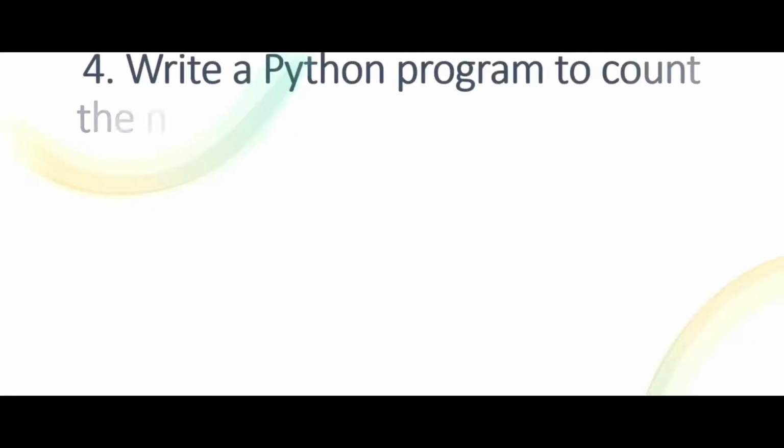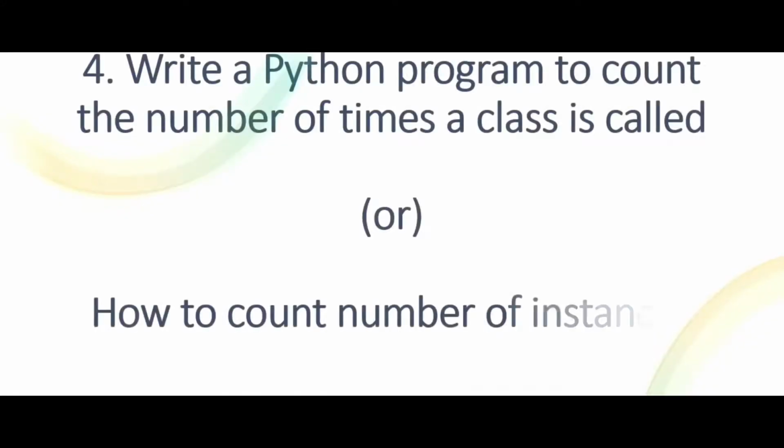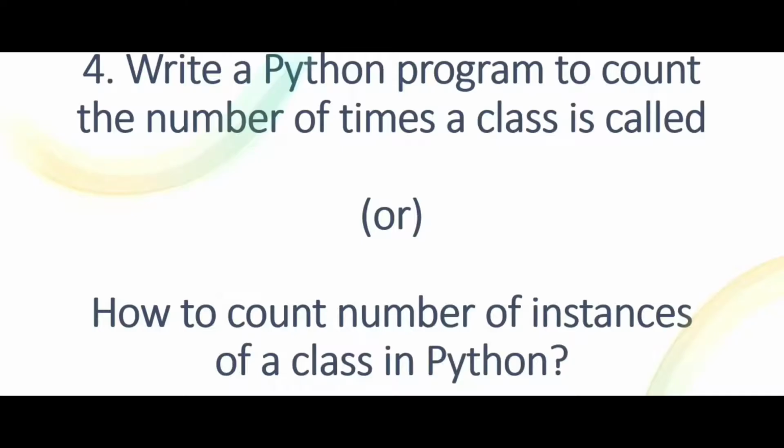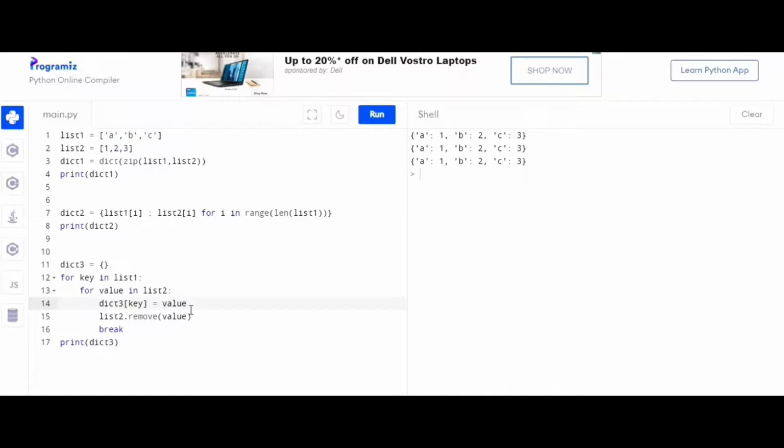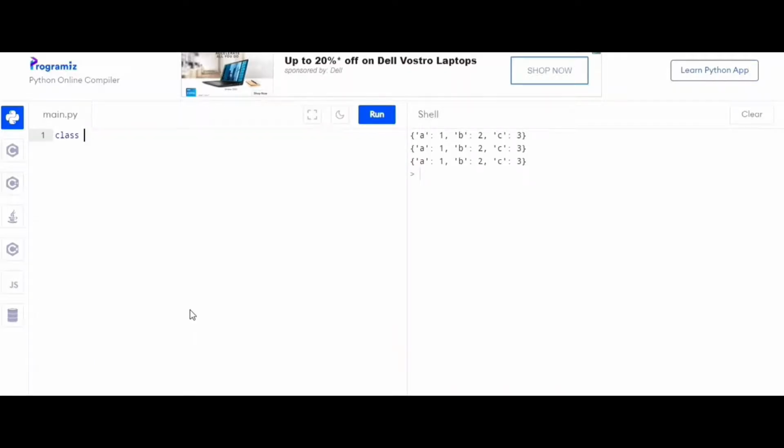Fourth question, write a Python program to count the number of times a class is called, or you can say how to count the number of instances of a class in Python. So we have to write a Python program to find the instances of a class in Python, or we can say the number of times a class is called. So first let me tell you the logic. So how can you get the number of times a class is called?